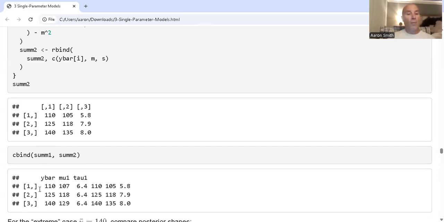So we have y bar in different columns. Here's a column of y bar. Here is mu under normal. Here is mu under t distribution. And here is tau, which is constant for this one, but you'll notice that there's some variation there for the t distribution.